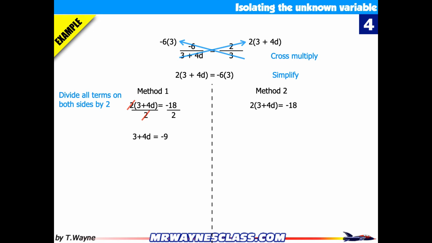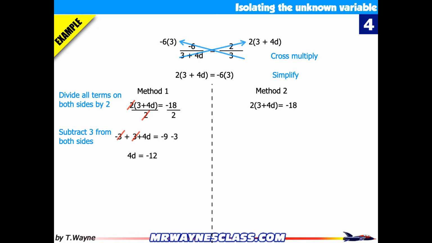Now I need to isolate d all by itself on the left. To do that, I've got to get rid of that positive 3. So I'm going to do the opposite and subtract 3 from both sides. On the left, you can see my negative 3 and my 3 are going to subtract out. And that's going to leave me with 4d is equal to negative 12.